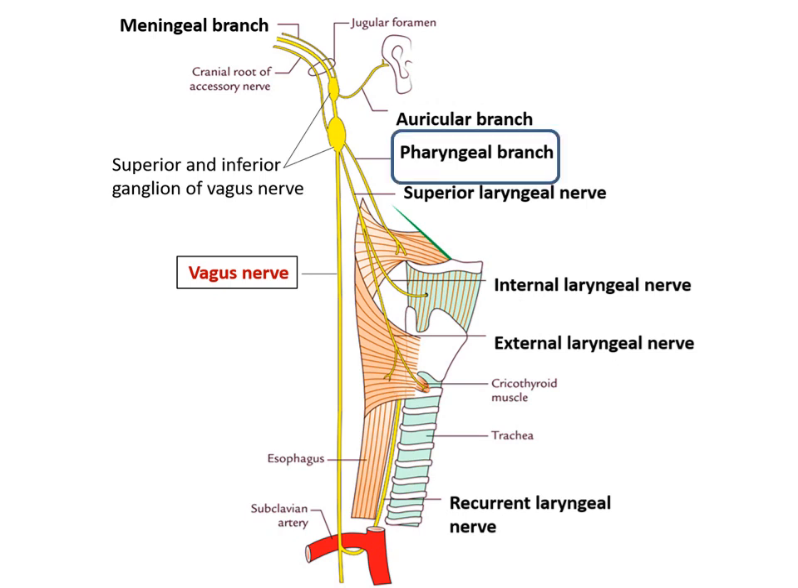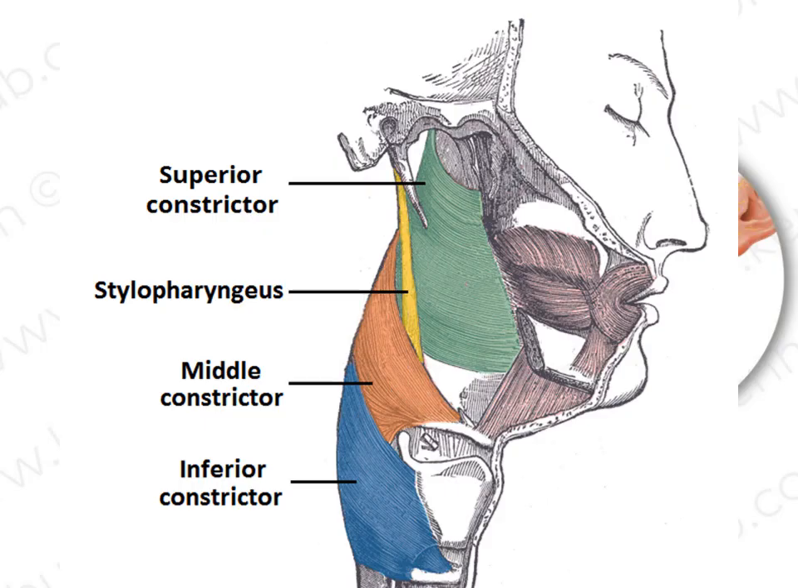Now it travels deep into the neck and gives the pharyngeal branch. This pharyngeal branch meets with the cranial root of the accessory nerve, the 11th cranial nerve, and forms a pharyngeal plexus. This plexus is responsible for the motor supply of many of the muscles, especially all of the pharyngeal muscles like superior constrictor, middle constrictor, and inferior constrictors, except stylopharyngeus muscle. This muscle is supplied by the ninth cranial nerve, that is glossopharyngeal nerve.